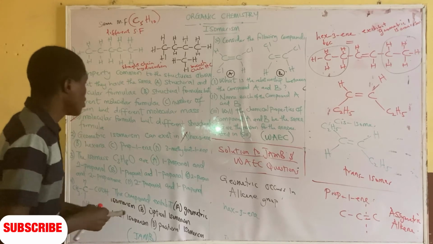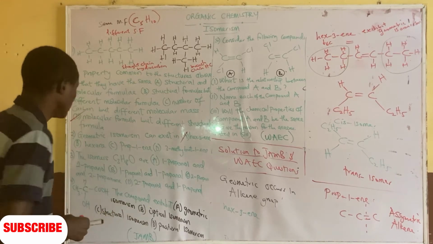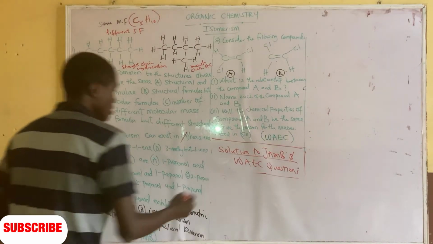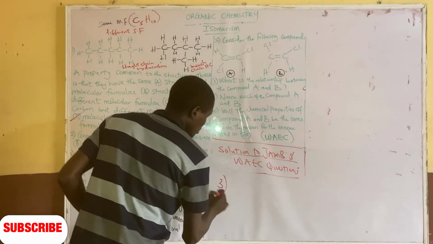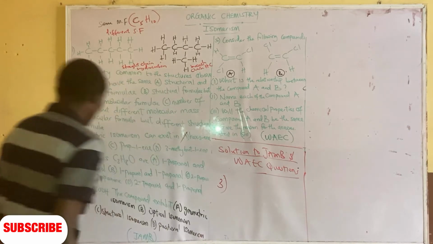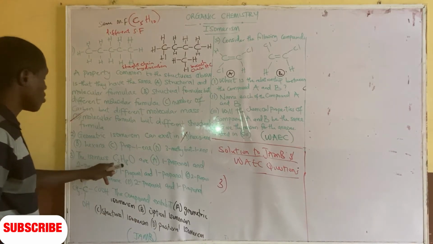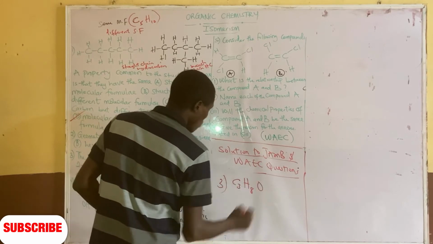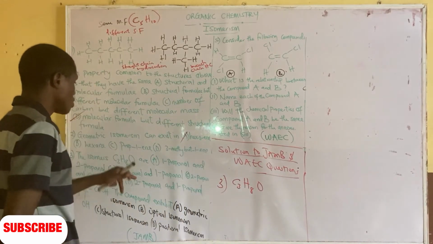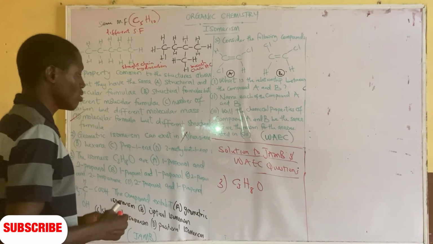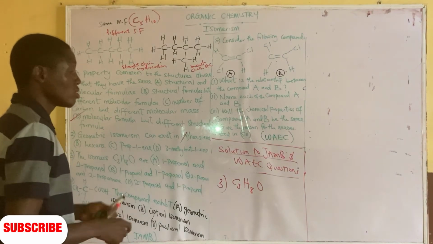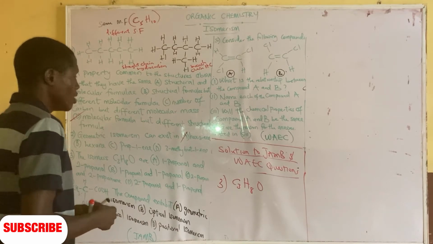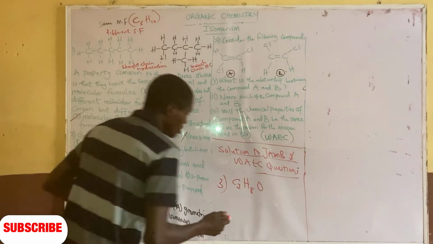So now the option here is X3 in. Now the question number 3 here. The question asks us the isomers of C3H8O. What are the isomers of C3H8O? Now, how do we go about that? The first thing is to try and write just the structure of C3H8O.